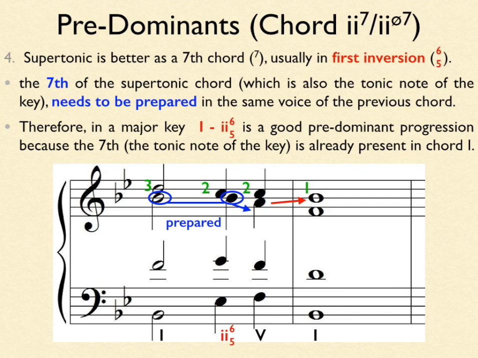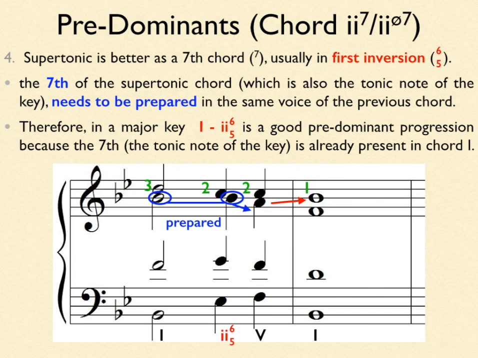You have your authentic cadence, you have your leading note rising, you have the 7th of chord 2-7 falling, and you have the 7th of chord 2-7 being prepared in the previous chord. So 1, 2-7, 5, 1, and the 2-7 is a first inversion chord, in other words 2-6-5. That's a very common chord progression, not just in classical music but in any music.